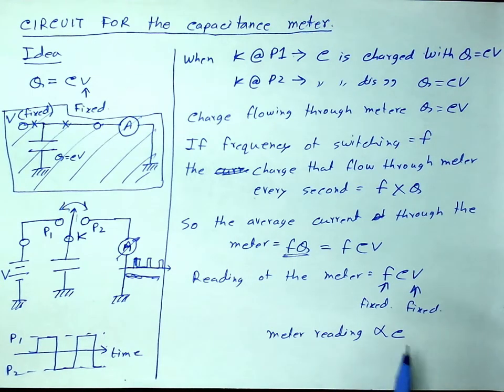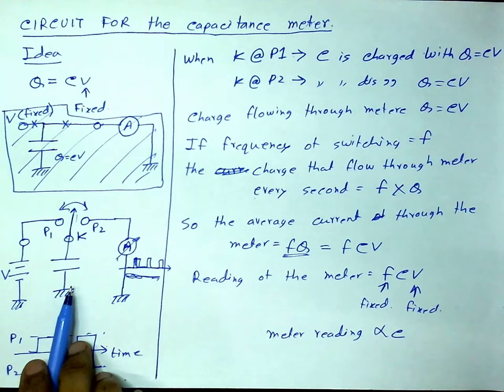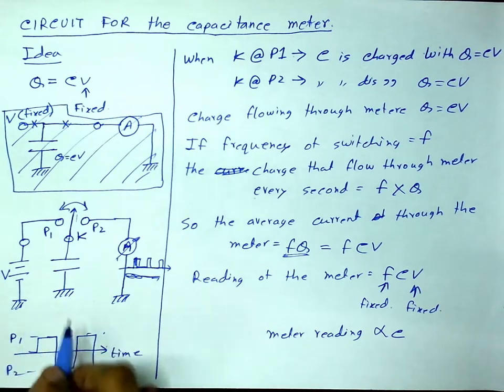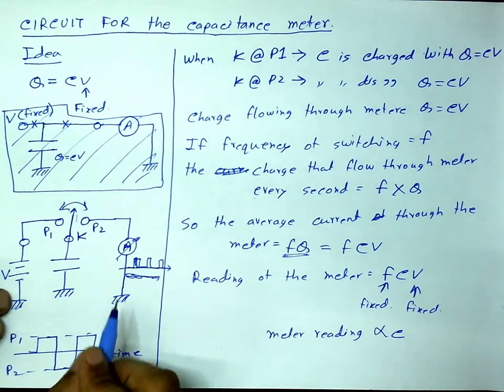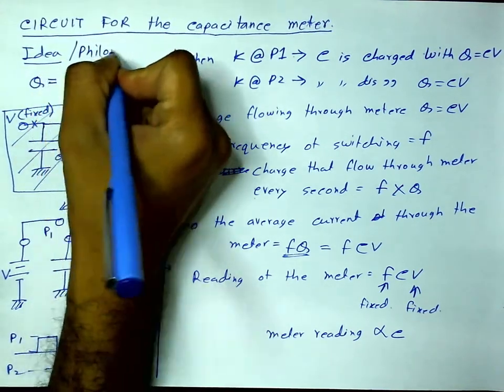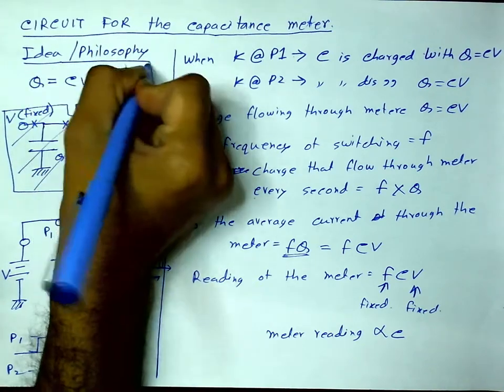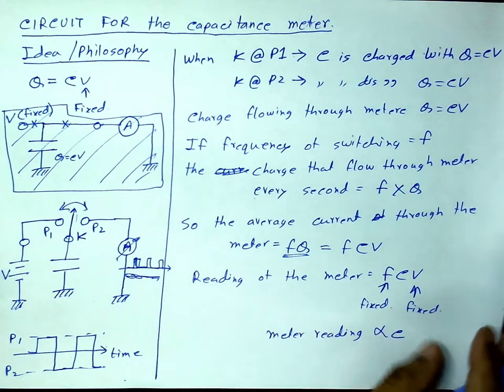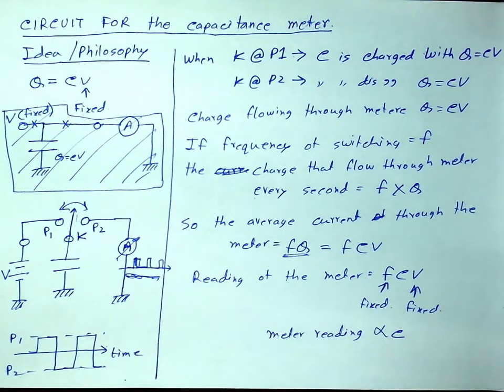So this way we can have a capacitance meter whose output will be linearly related to the value of the capacitance. This is the philosophy of the circuit that we are going to look at in more detail. So this is the idea: charge a capacitor and discharge it, charge and discharge it. The average current will be proportional to the capacitance. Now let us look at a more detailed circuit.